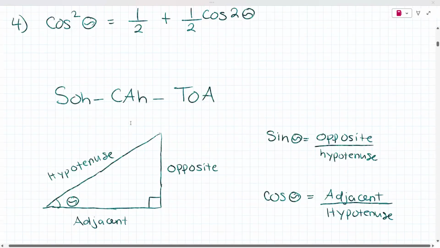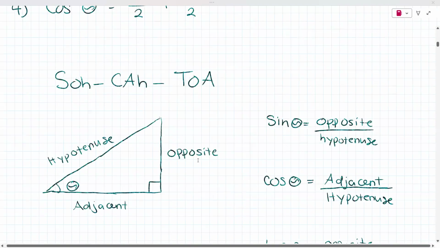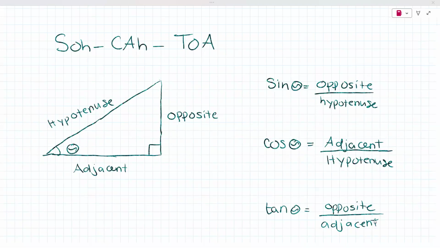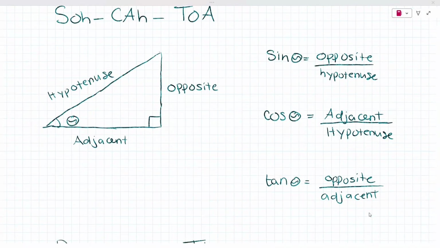And if you need to review SOHCAHTOA, here's a right triangle. It's just a little riddle to remember the sine, cosine, and tangent. Sine is opposite over hypotenuse, cosine is adjacent over hypotenuse, and tan is opposite over adjacent. Okay, those will come in handy when we do these problems, so it's good to know.